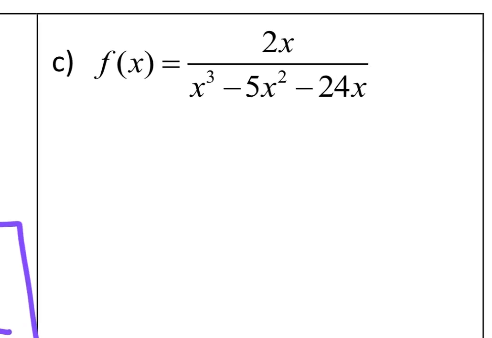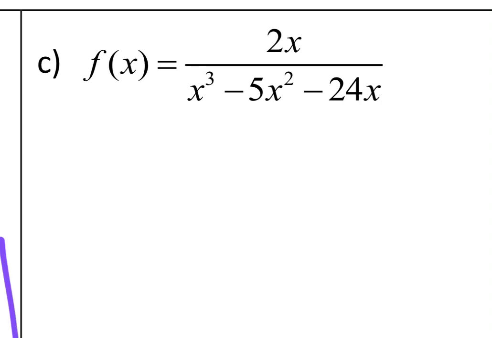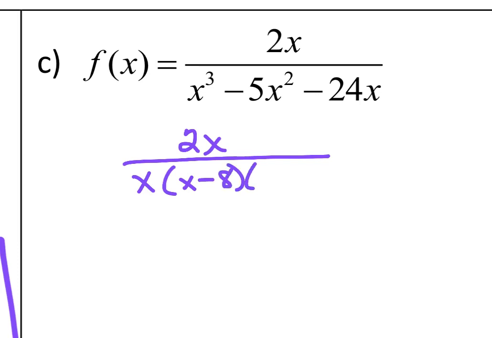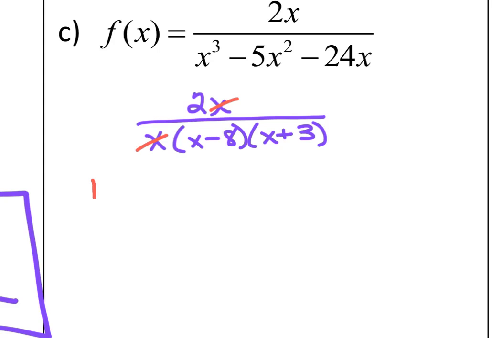And then in this last one, remember that you have to factor first, and so I'm going to rewrite this as 2x over, the denominator has a GCF of x, and so it's going to be x times (x minus 8) times (x plus 3). Anything that cancels, like this x here, means that you have a hole. So I've got a hole at x equals 0, but I have to find the y value of the hole.